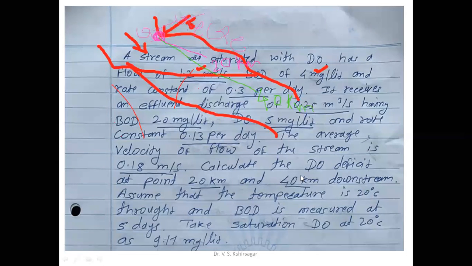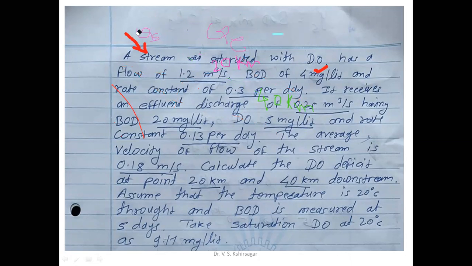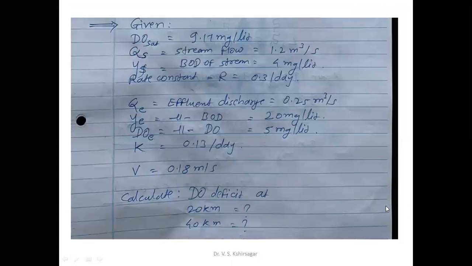Take saturation DO at 20 degrees Celsius as 9.17 milligram per liter. So the saturation level is also given to you. All these things I have written separately as given data on the next slide, but for your understanding, I have explained in the question itself. Those who paid attention in the earlier lecture might have understood easily, and those who did not might have understood now after the explanation.